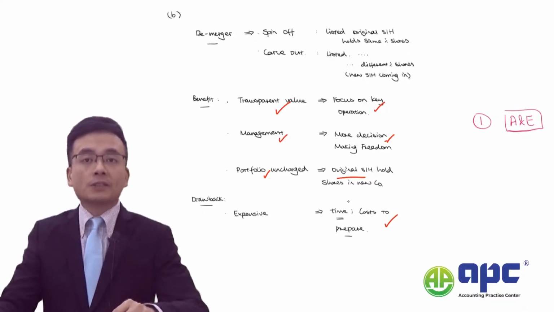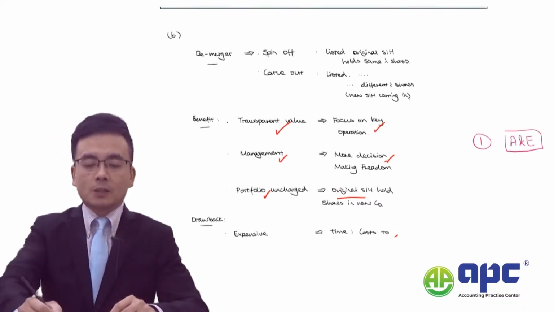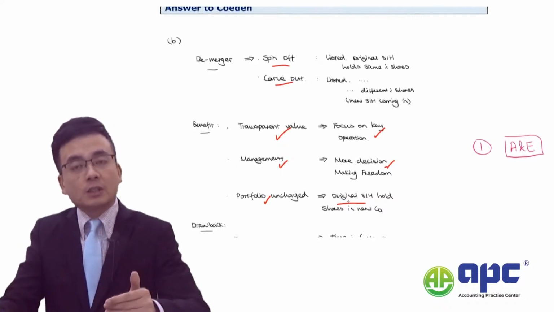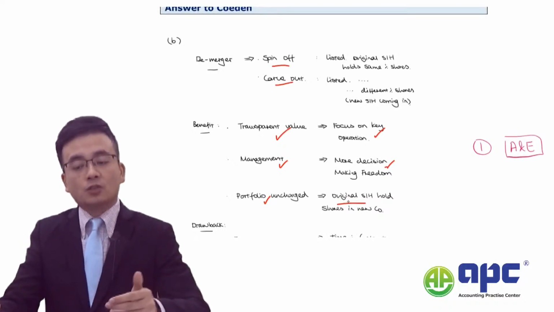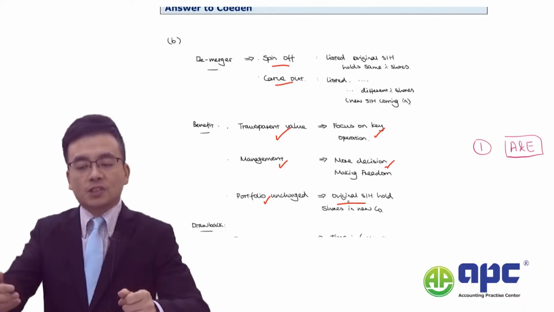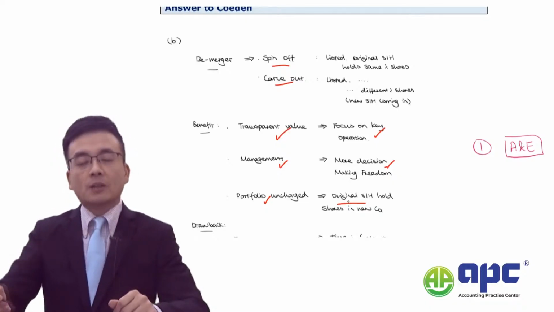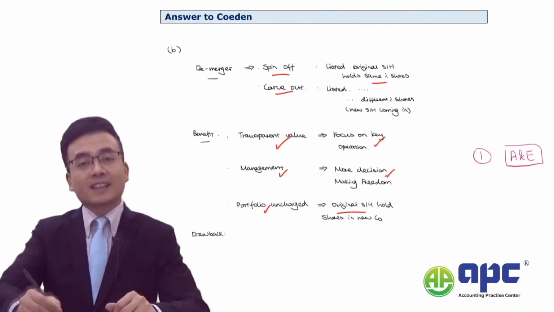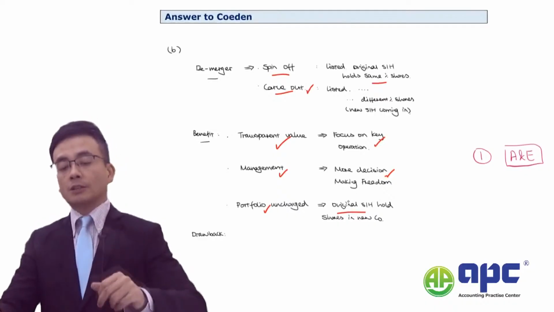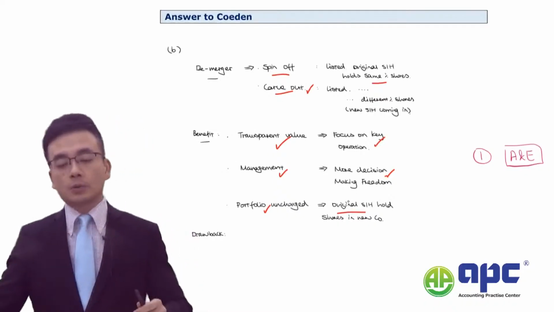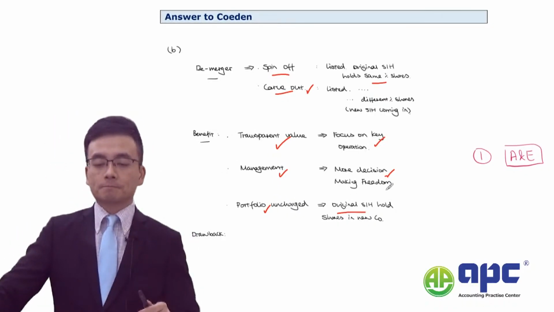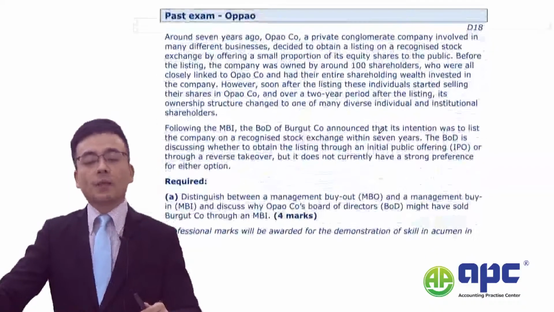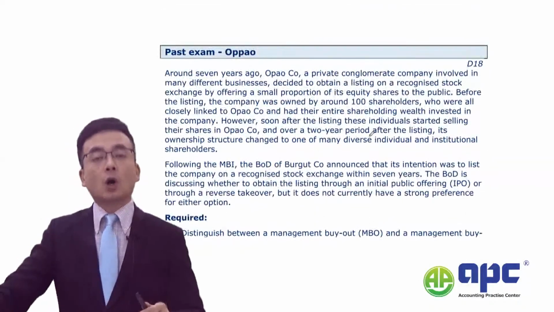You can also talk about the demerger form, about the spin-off and carve-out. The difference would be whether or not you're introducing new shareholders. If same shareholdings, that's called spin-off. If you're introducing new shareholders, that's called carve-out. So that's what the Coden company is all about. Now another case on the next page is called Opal Company.